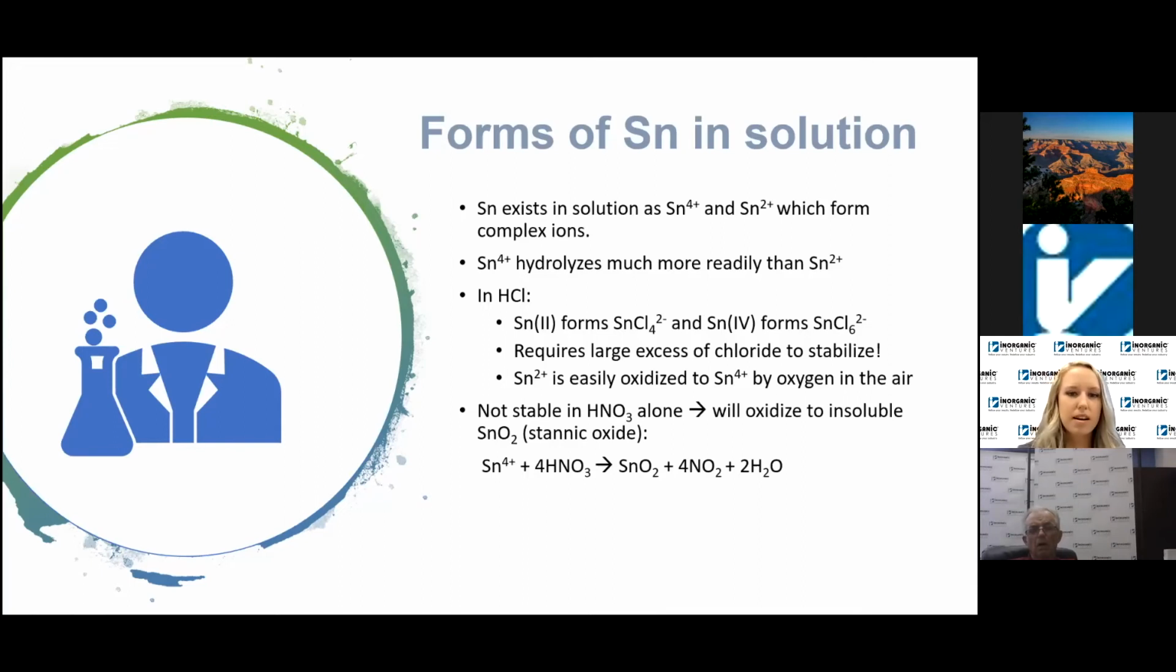So tin can be stabilized in hydrochloric acid alone, but it's going to require a large excess of hydrochloric acid to stabilize the tin. Because again, the tin-2, which is kind of more the form that you want in solution, is going to slowly oxidize to the tin-4. Tin is not going to be stable in nitric acid alone. It will oxidize to form the insoluble stannic oxide. So you're not going to be able to use a nitric acid matrix, unfortunately.